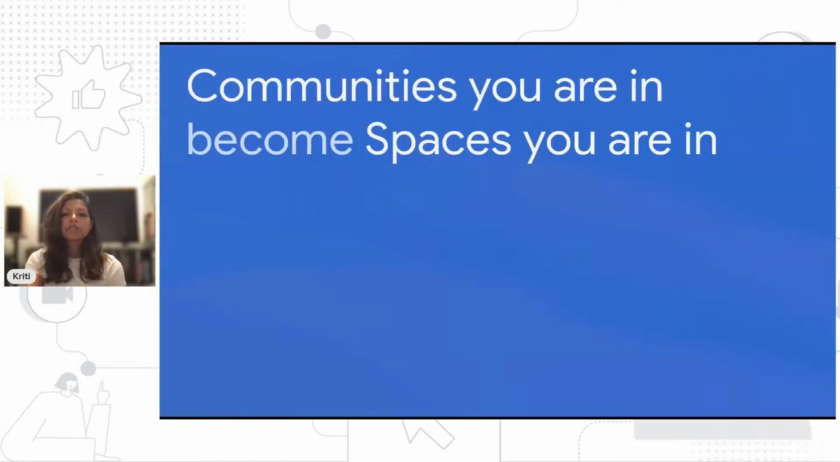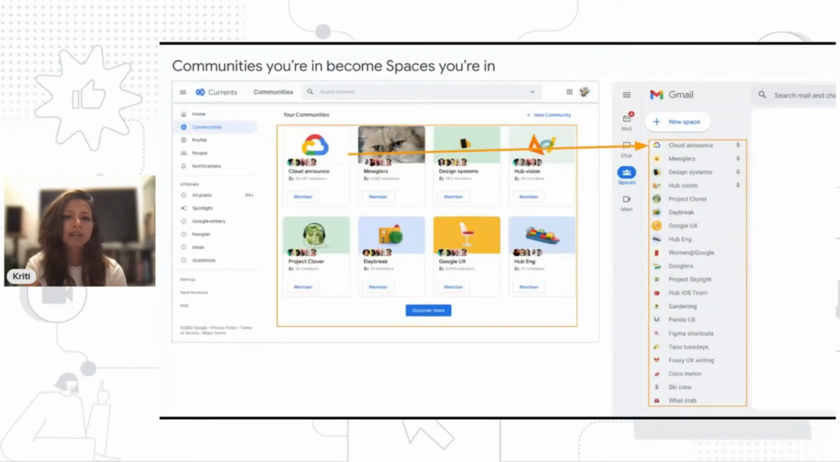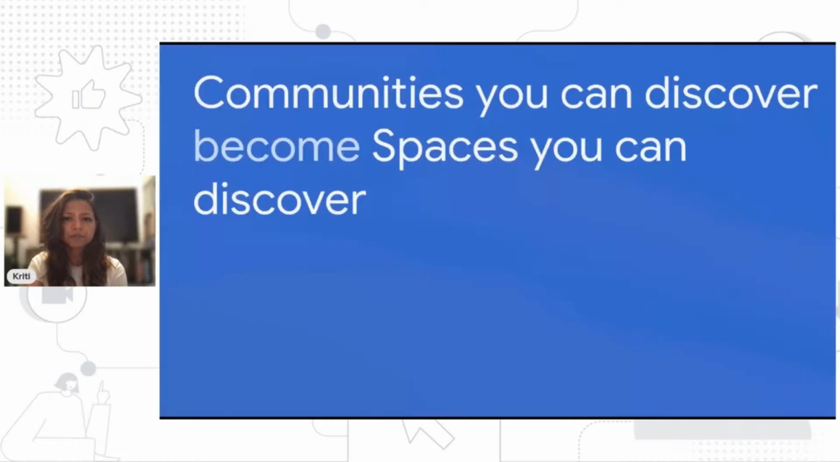So let's start off with how communities that you're part of in Currents would look in Spaces. Here on the left, you've got a list of all the communities that you were part of in Currents, and this will essentially get translated to Spaces you're part of. As part of migration, the community name, the membership, everything will be migrated over. Even the description of the communities will be part of Spaces and will appear in the Spaces description.